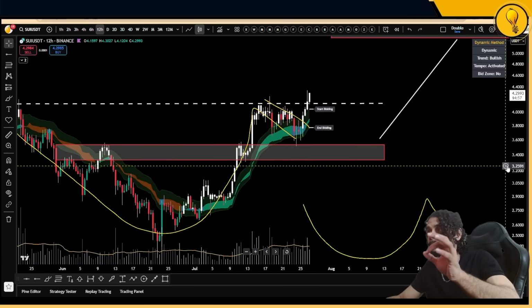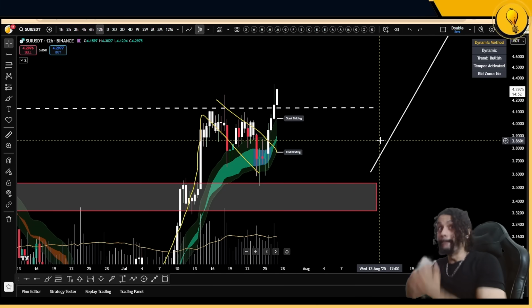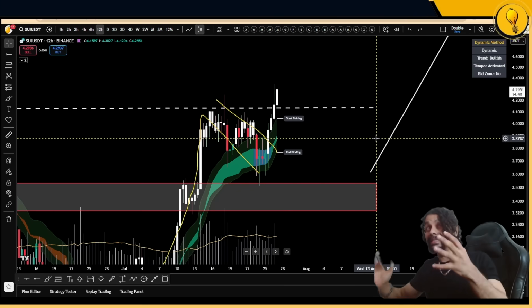I know the chart is looking a bit messy, but there's a method to the madness. I'm going to explain everything, you guys. I'm going to give you guys the bid zones as well as the targets very soon. Let's understand the trade over here.